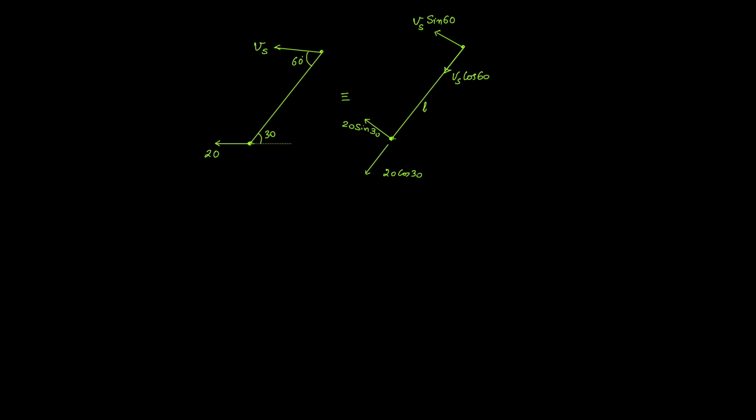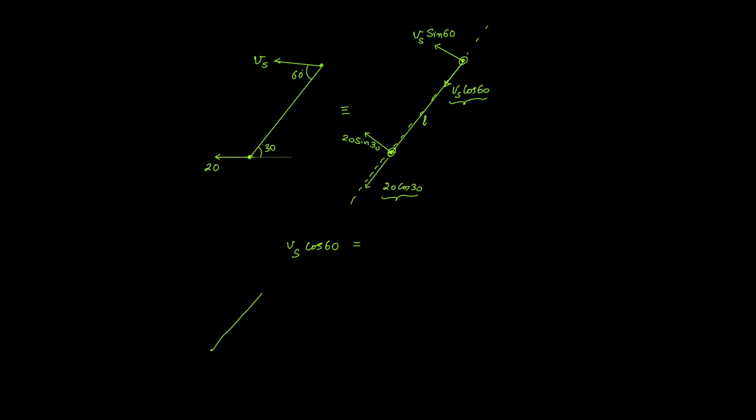Now, since the rope is tight, this implies that this end and this end must move with the same velocity in the direction of the rope. So it means that Vs cos 60 must be equal to this velocity 20 cos 30. If a rope is tight, its two ends must move with the same velocity in the direction of the rope. Otherwise, the rope will either slack or it will break.